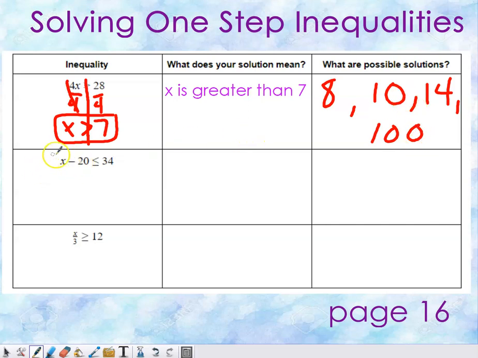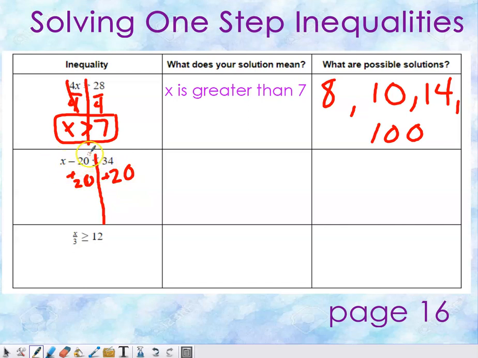Okay? The second one, x minus 20, and we would read this as is less than or equal to, because the smaller side comes first. So is less than or equal to 34. Same thing. Draw the line through the inequality sign, and we do the opposite. So if this says minus 20, we do the opposite. We do plus 20. That's 20 on both sides.